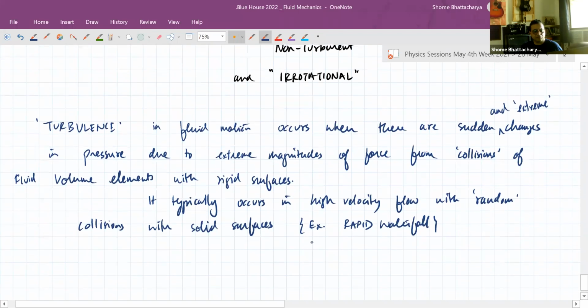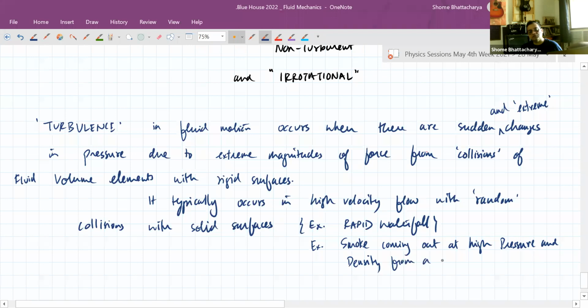Another example is smoke coming out at high pressure and density from a narrow chimney. In this example also, you can imagine the volume elements of fluid. Of course, smoke is a highly non-ideal fluid because it is highly compressible, but here we are talking about turbulence, so turbulence occurs in this kind of motion also.